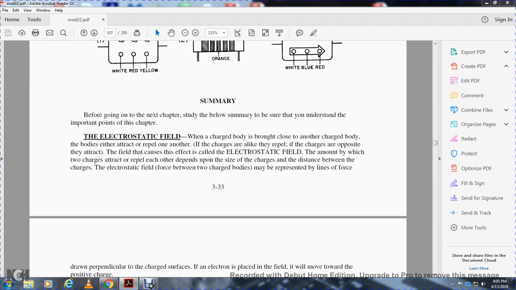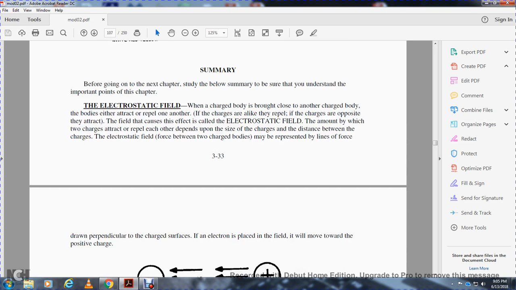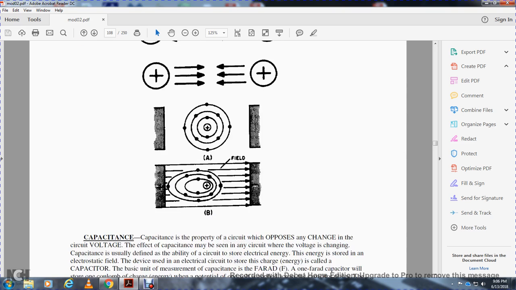The amount by which two charges attract or repel each other depends on the size of the charges and the distance between them. The electrostatic force between two charged bodies may be represented with lines of force. An electron placed in the field will move toward the positive charge.